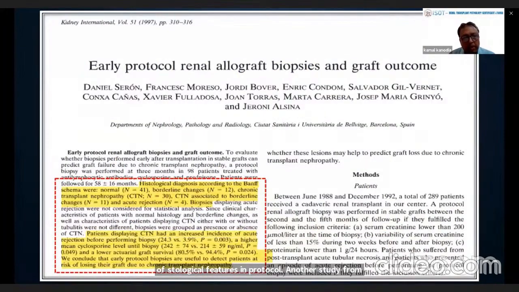Another study from Spain, you can see over here. Biopsies were done at 3 months post-transplantation, and they studied almost 8 cases in which almost 41 had normal histology, borderline changes were reported in 12 cases, transplant nephropathy in 30, borderline changes in 11 patients, and rejection in 4 patients. So they also found histological features even as early as 3 months post-transplant.